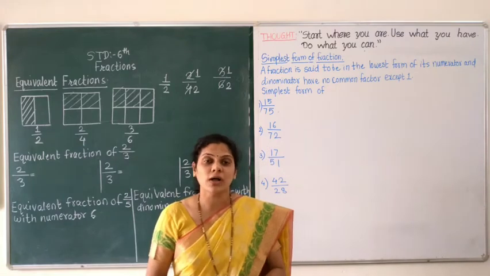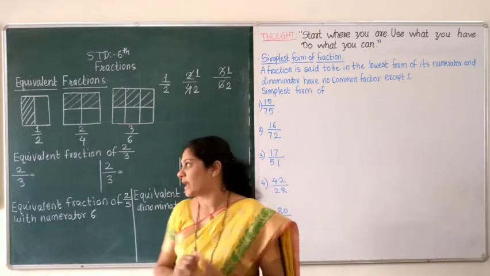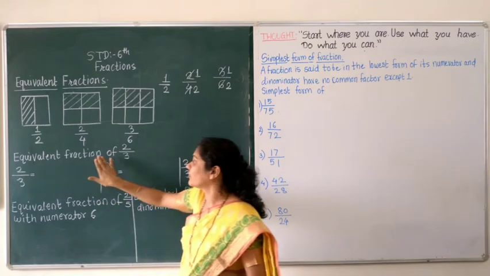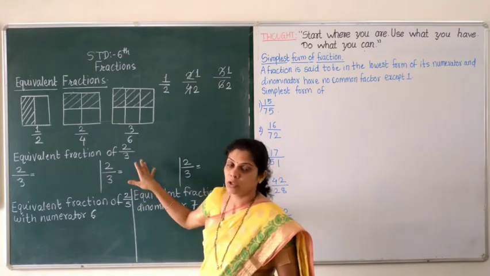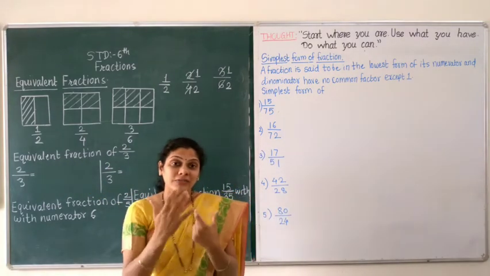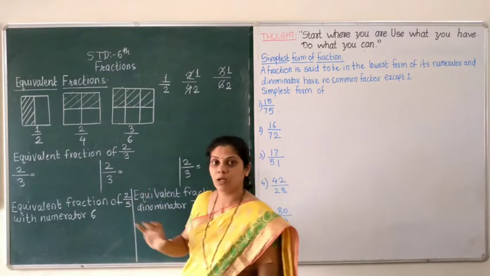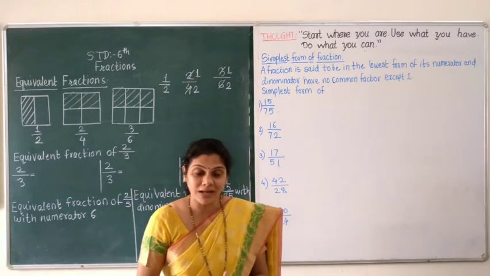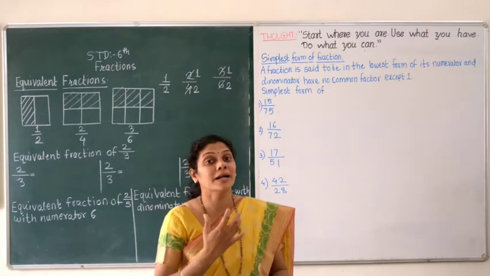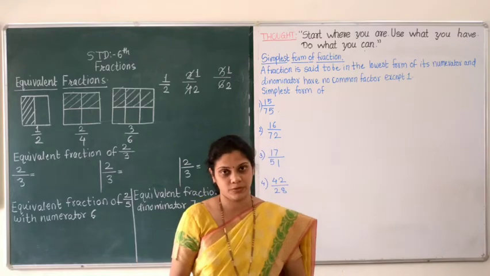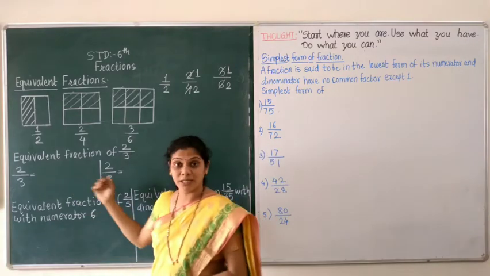Okay. Now we will solve how to find out the equivalent fraction. Now look at it. We have to find out the equivalent fraction of 2 upon 3. So we have to find a different fraction, but having the same value as 2 upon 3. To find out the equivalent fraction, we have to multiply the fraction or divide the fraction. Okay, so now here we will multiply the fraction.